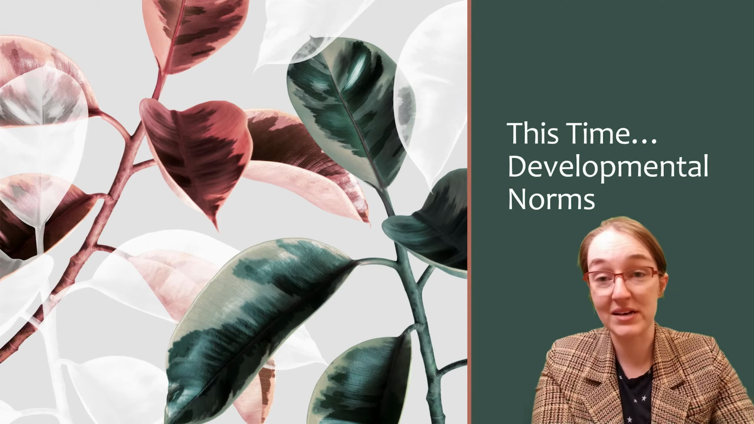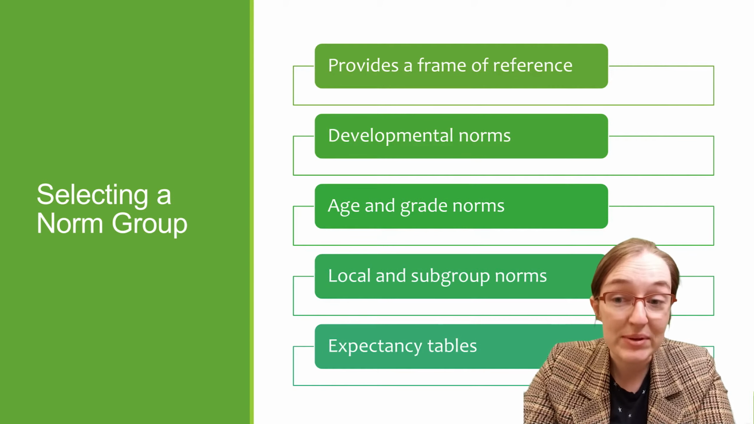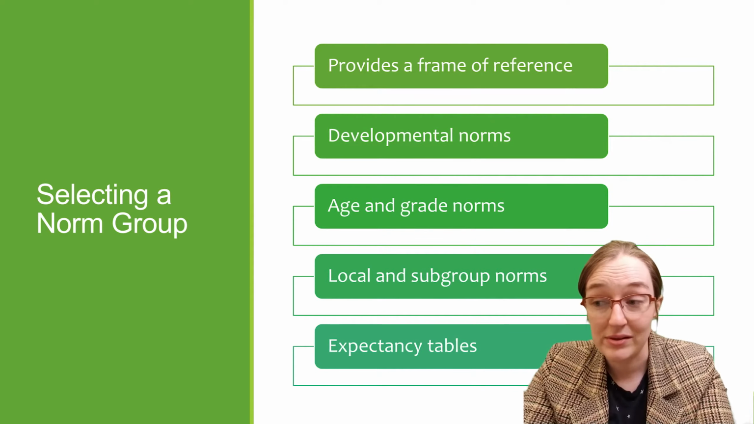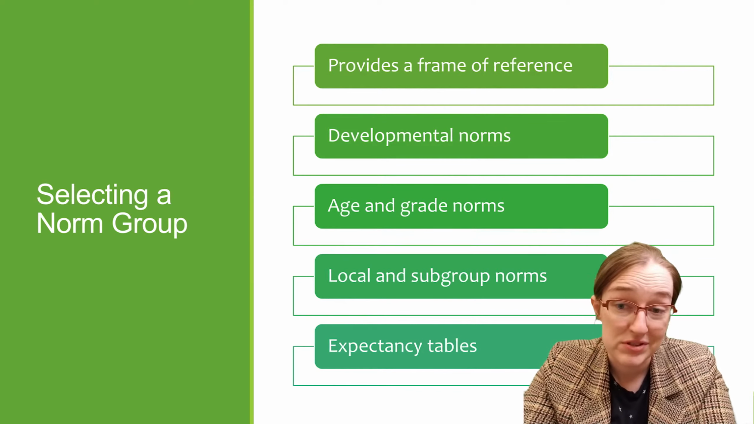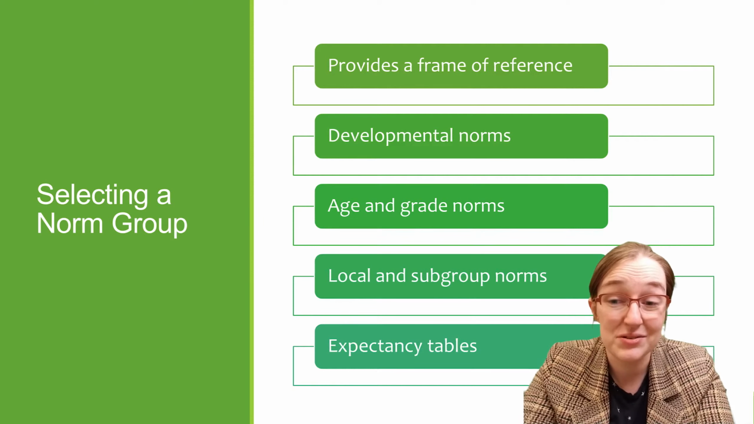So let's talk about developmental norms. A norm group consists of a sample of examinees who are representative of the population for whom your test is intended. Their goal is to provide a frame of reference. For example, let us consider a word knowledge test that's designed to be used on, say, first-year college students.